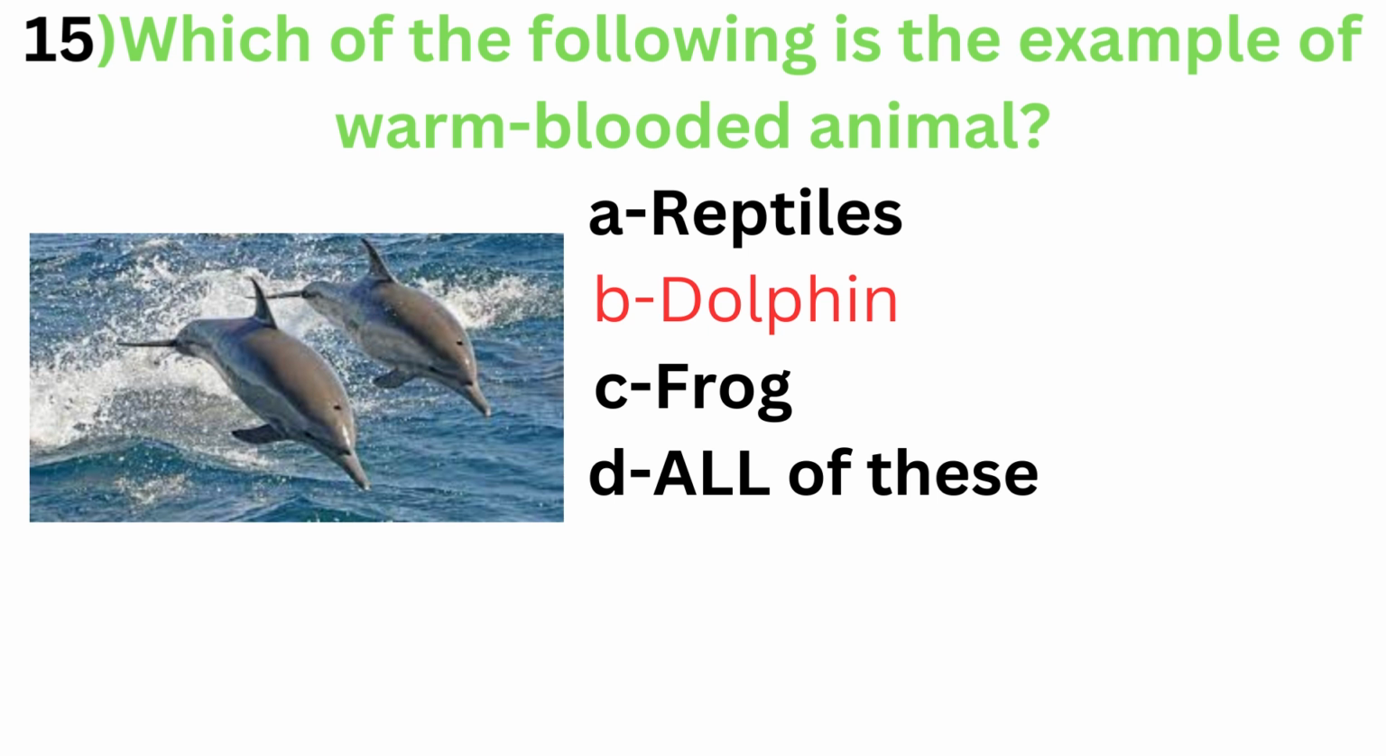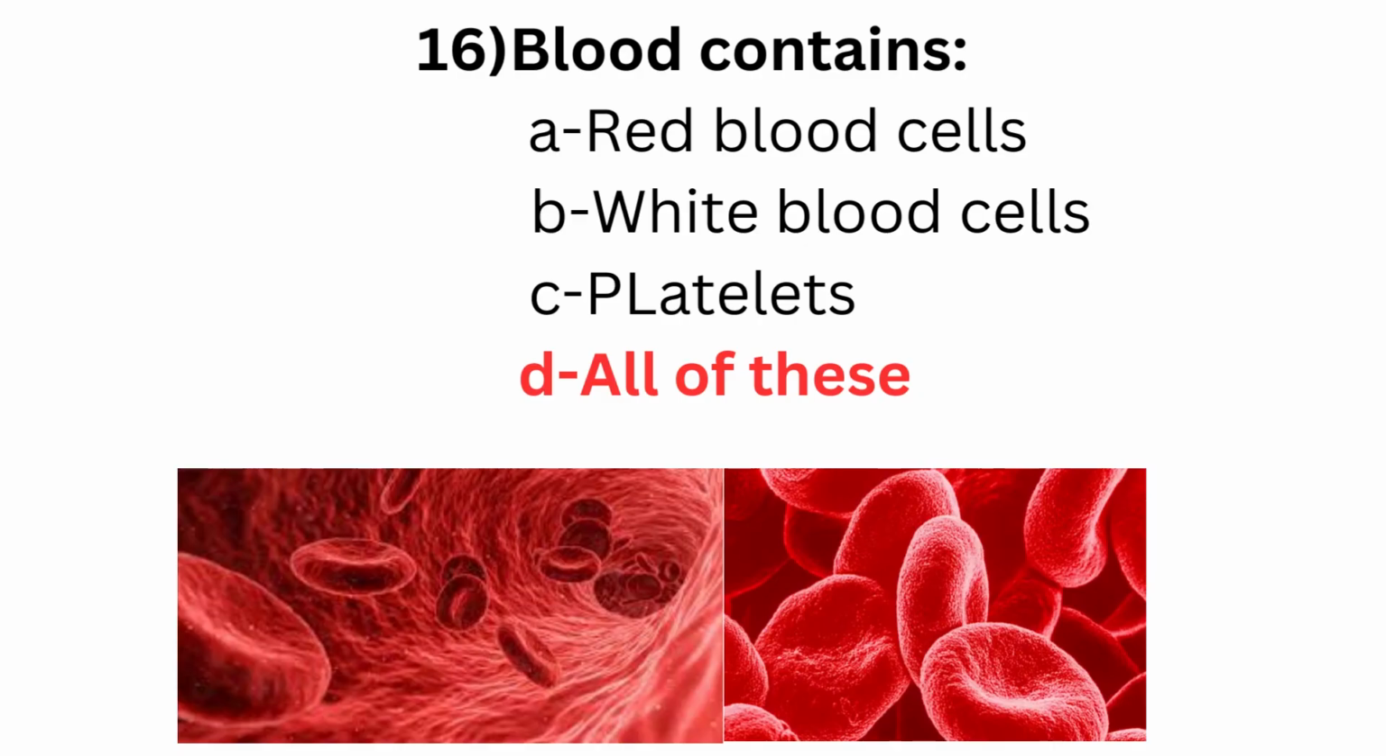Which of the following is an example of a warm-blooded animal? So dolphin is an example of a warm-blooded animal. And blood contains red blood cells, white blood cells, and platelets. Red blood cells help in oxygenation and transport, while white blood cells help in immunity and the defense system of the body, while platelets help in prevention of bleeding.